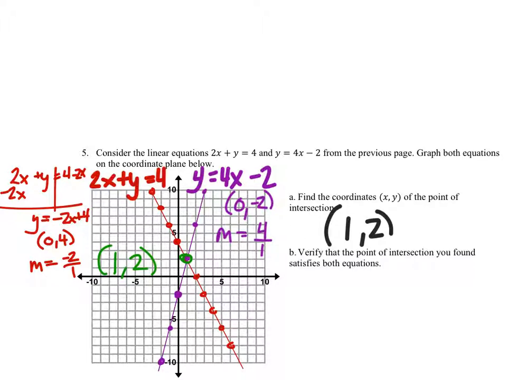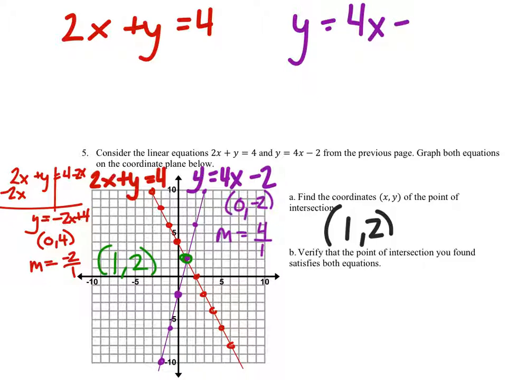But then B, it says to verify that the point of intersection you found satisfies both equations. What this means is that we're going to take this 1, 2 value, and we're going to go back to the two original equations. So the red one was 2x plus y equals 4. And then the purple one, y equals 4x minus 2. And we're just going to make sure that it gives us a true statement.